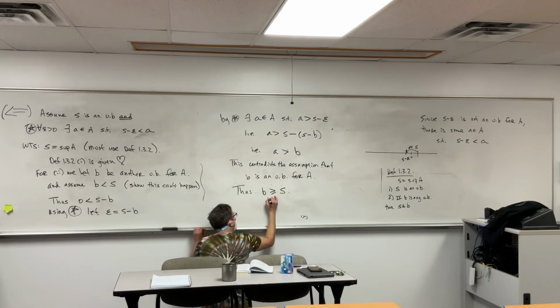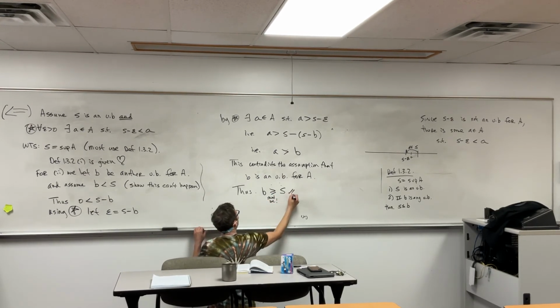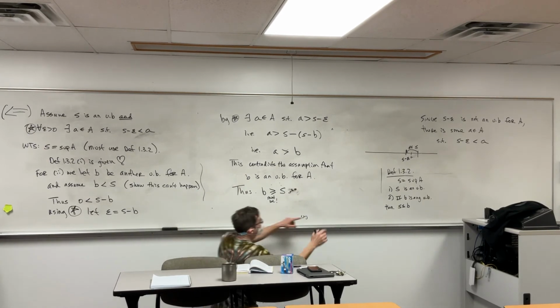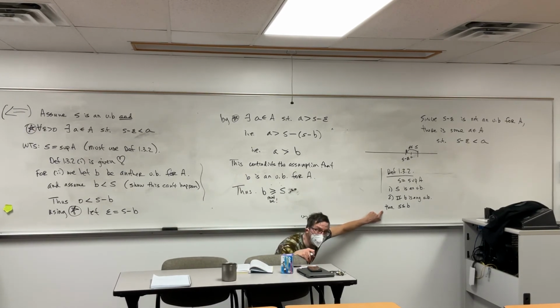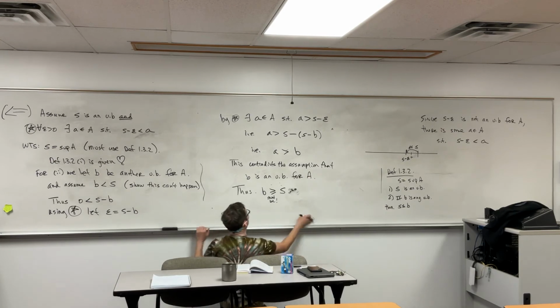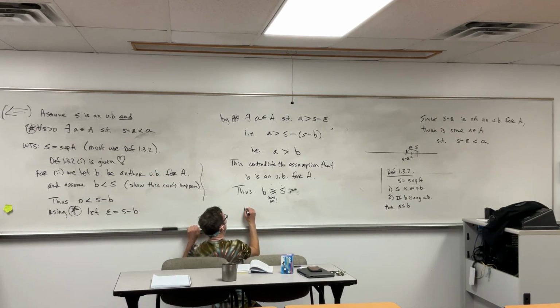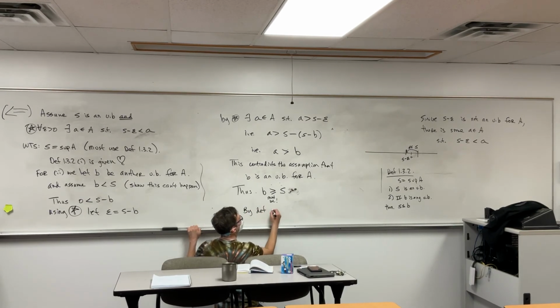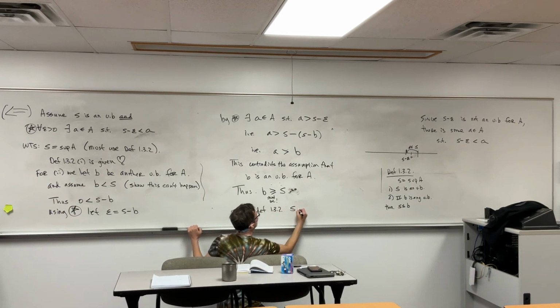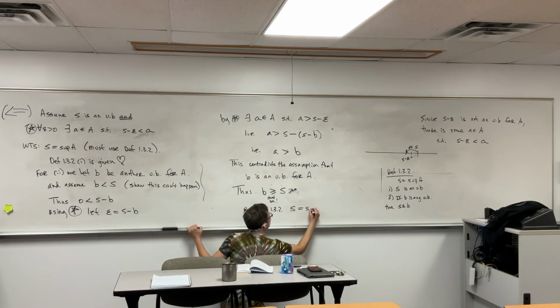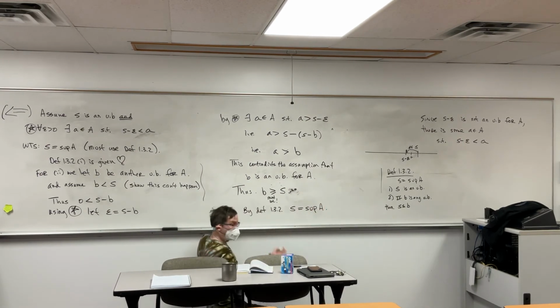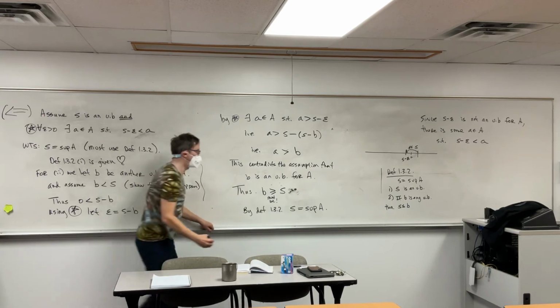And I'm going to even write here must be greater than or equal to S. And that is part 2 of the definition. We picked another upper bound and showed that that condition must hold true if that starred condition holds true. So by definition of 132, S is equal to the sup of A. Done.